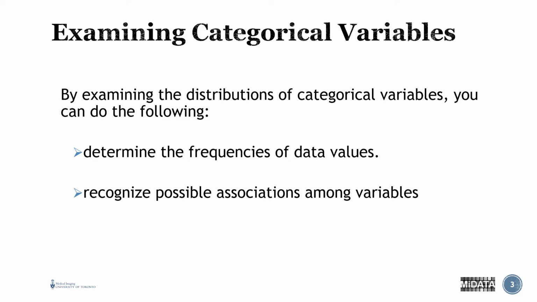So you have a categorical variable as an outcome. What do you do? As we've seen in the previous lectures, distributions of variables are important to understand in order for you to be able to perform the correct analysis. By examining the distributions of your categorical variables, you will be able to, first of all, determine the frequencies of data values, which is always important for your descriptive statistics, and also to look for possible associations among the variables.